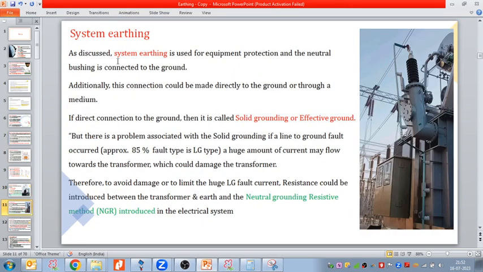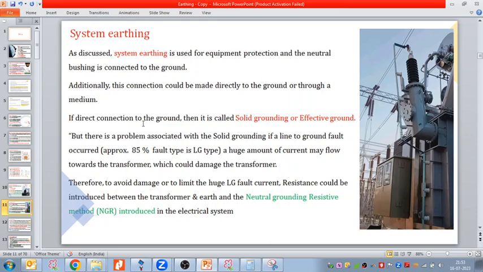As discussed, system earthing is used for equipment protection and the neutral bushing is connected to the ground. This connection could be made directly to the ground or via a medium. Here, in this case, we took this neutral bushing and connected it with the help of a metal strip directly to the ground. There is no medium used in this picture. So this is a direct connection, or we can make the connection through a medium, through some additional equipment.